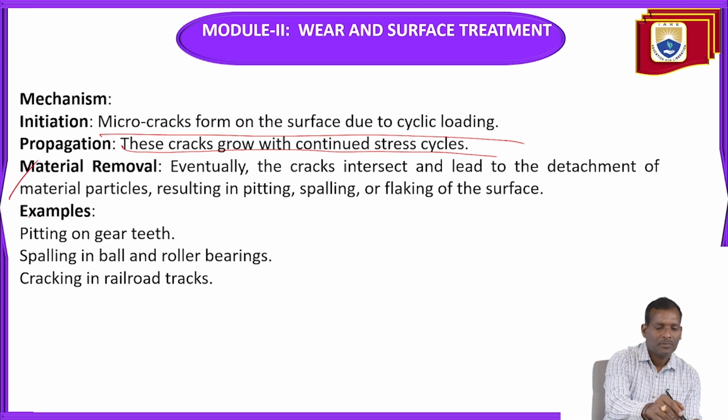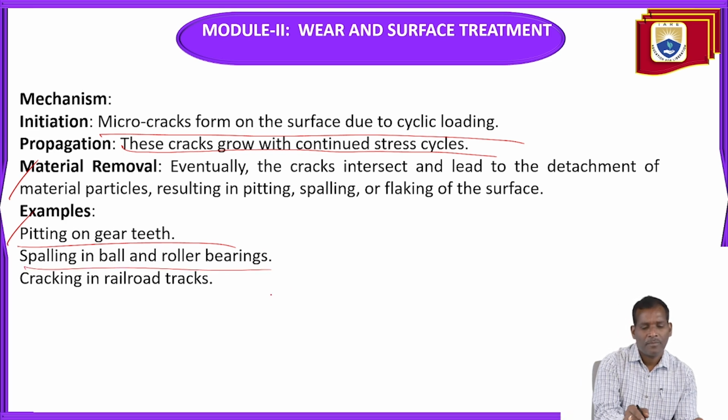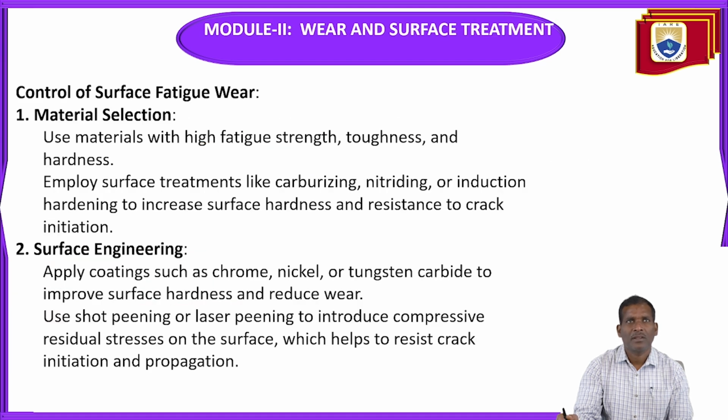Examples: pitting on gear teeth, spalling in ball and roller bearings, cracking in railroad tracks. So the initiation: micro cracks form on the surface due to the cyclic loads. The examples for this surface fatigue wear are gear teeth, ball and roller bearings, and cracks in railroad tracks. So, how to control this surface fatigue wear?